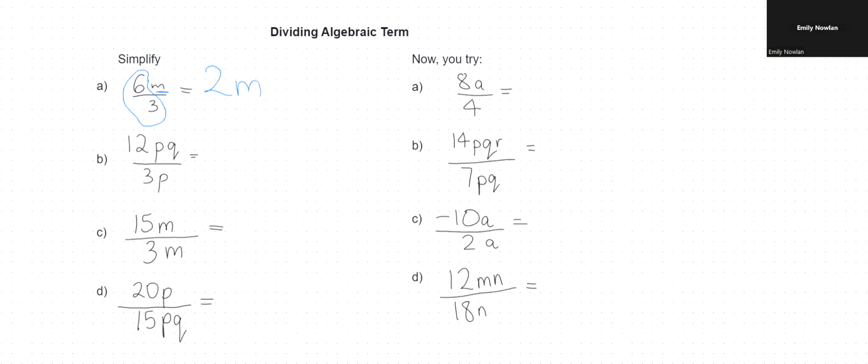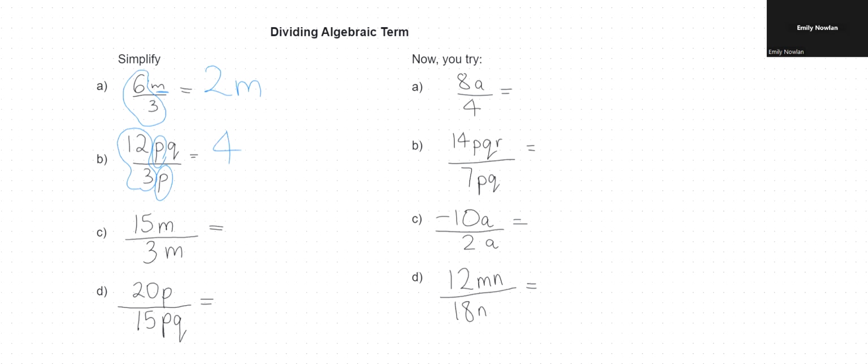Next one, let's do the numbers as normal first. So we've got 12 divided by 3. There they are. 12 over 3 is 4. And now with the polynomials though, we do have something that we need to consider, because we've got a p on the top and a p on the bottom. So when we have something divided by itself, it just cancels out.